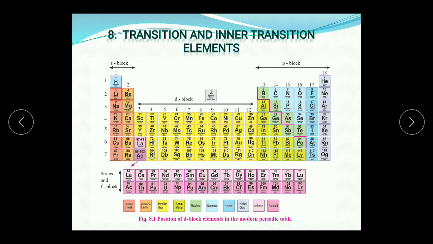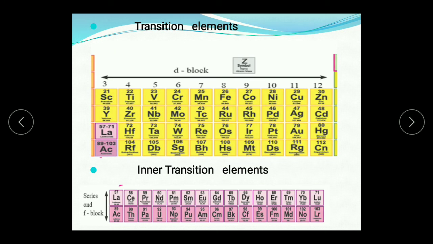As you all know, we have started with the 8th lesson of your syllabus, that is transition and inner transition elements. We call them D block elements and F block elements. Out of these two types, we finished the study of transition elements and we started with inner transition elements, that is F block elements.